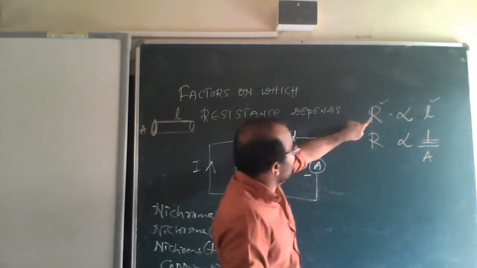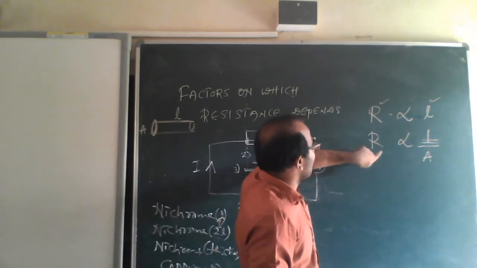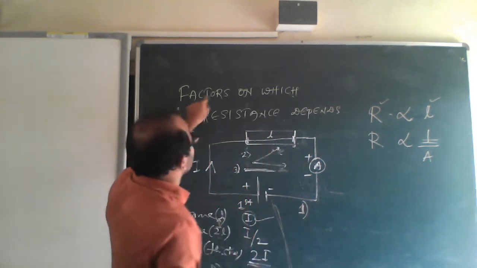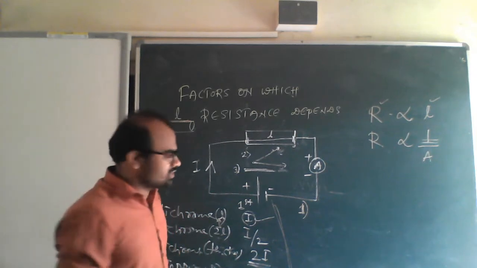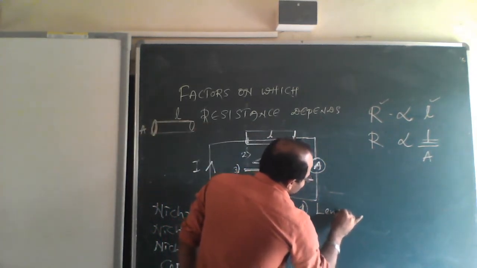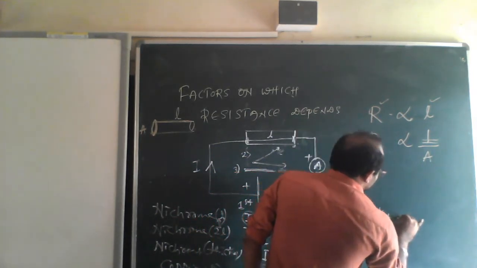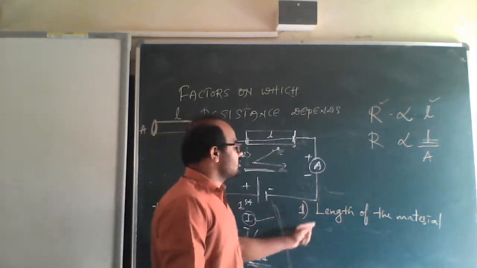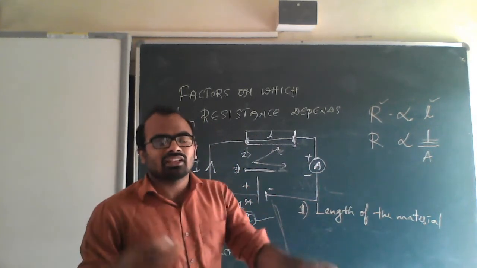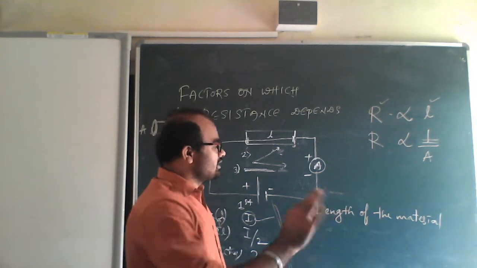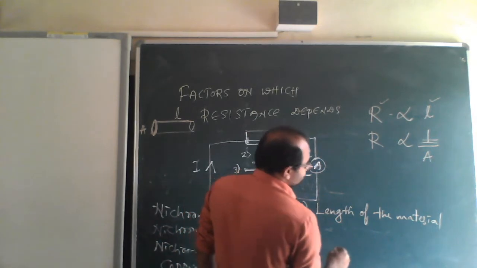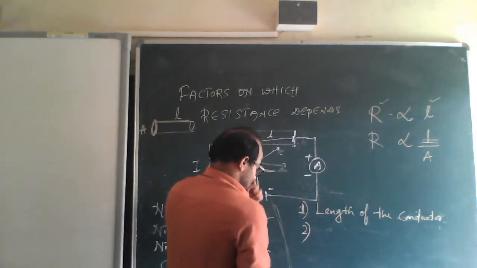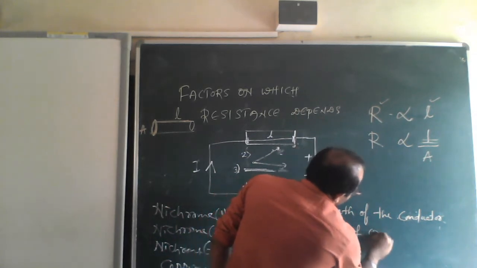So depending on this, R is directly proportional to L, and R is inversely proportional to A. So these are the three factors on which resistance depends. What are the three factors on which resistance depends? First one is length of the material. How is it connected to length? Directly proportional. Resistance is directly proportional to the length of the material. As the length of the conductor or material increases, resistance increases. Second one, area of cross section.